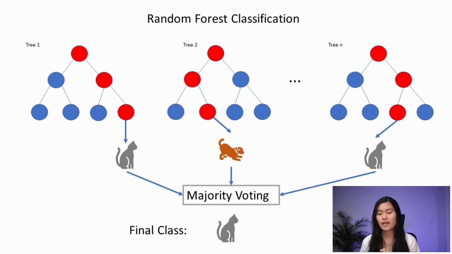And if it is a classification task, if one tree predicted a cat, tree 2, for example, predicted a dog, and then tree n predicted a cat again, the algorithm will then take the class that has the most votes. So for example, in this picture, you can see that a lot more trees are predicting cats rather than dog, and so the final class, or the final prediction, would be the cat.